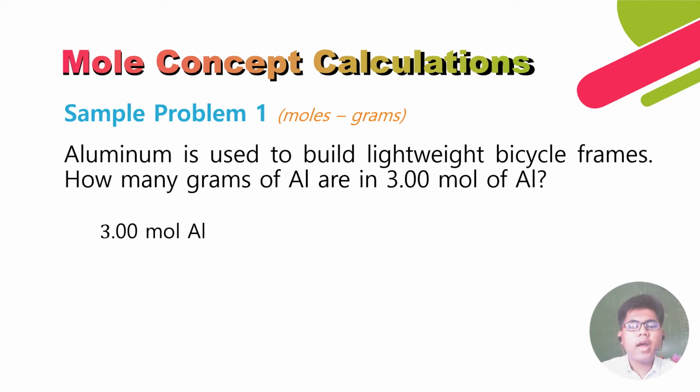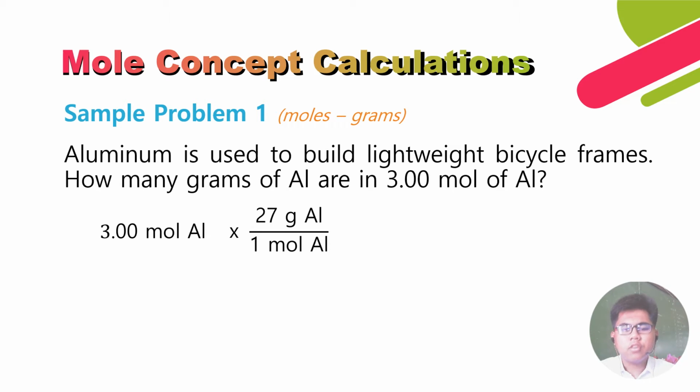Writing this one, sir, saan po namin nakuha itong 27 per 1 mole of aluminum? Hindi po ba the molar mass of aluminum is 27 grams per mole? Therefore, pwede natin siyang i-interpret as sa kada 27 gram ng aluminum ay meron tayong 1 mole. Ngayon, sir, alin po ang ilalagay namin sa taas at alin po ang ilalagay namin sa baba?